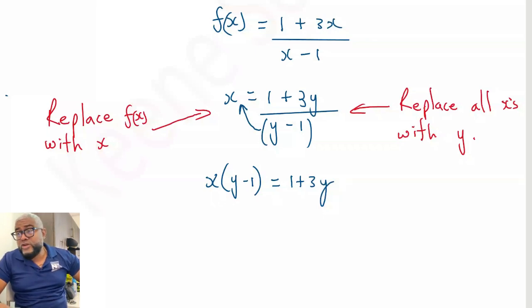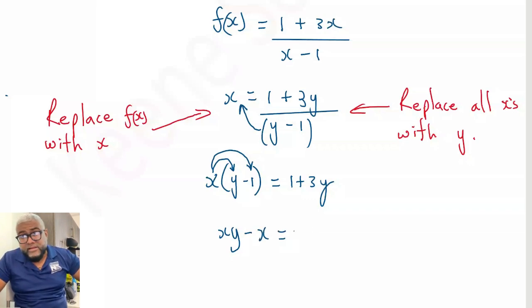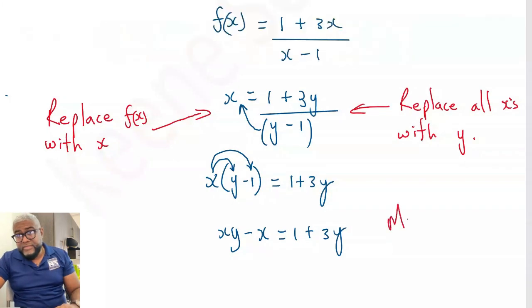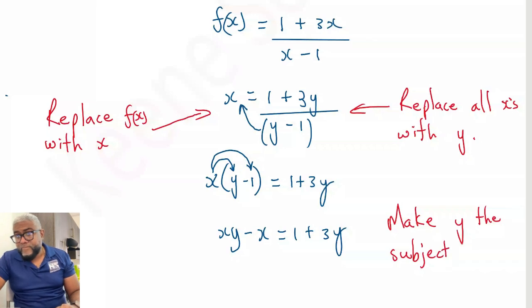So we're going to now multiply. We need to get rid of the brackets, right? So x multiplied by y is what? And x multiplied by 1 would be 1x or just x? Negative x, right? So you want to make y the subject of formula.